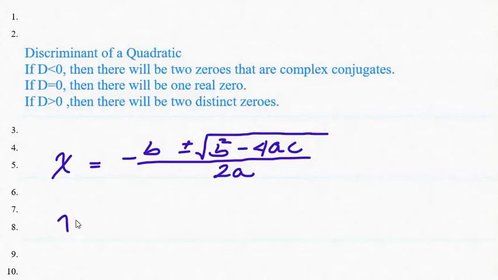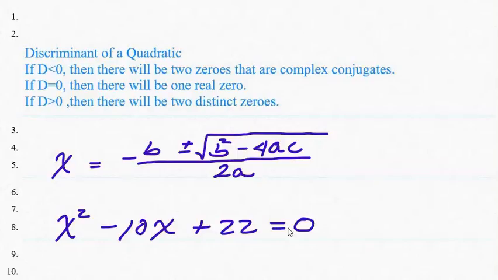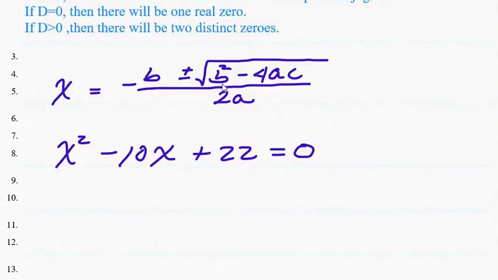Okay, let's look at x squared minus 10x plus 22 is equal to 0. Okay, so this is going to be your A, your B, and your C. And then all we do is just plug it in up here.